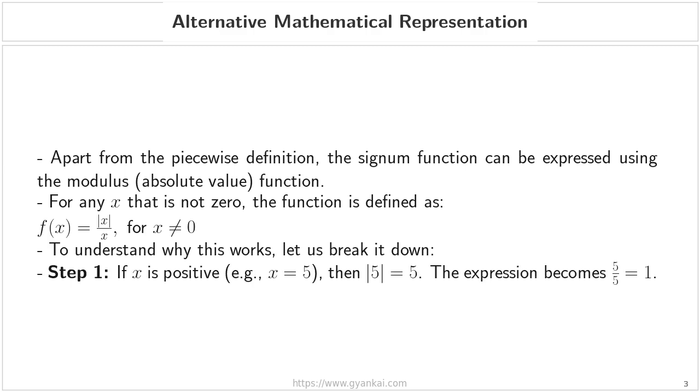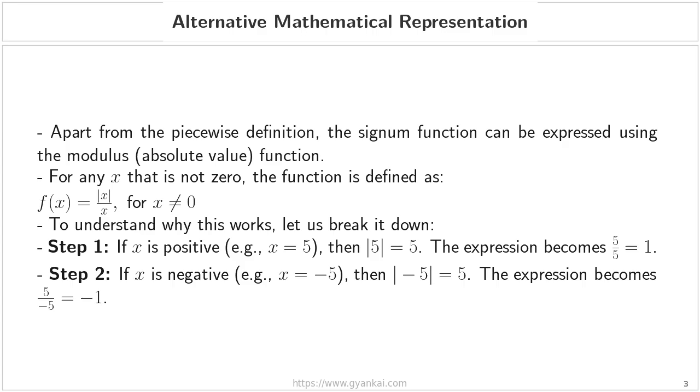Step 1, let's take a positive number, for example, x equals 5. The absolute value of 5 is simply 5. When we plug this into our fraction, we get 5 divided by 5, which equals 1. This matches our rule for positive numbers. Step 2, now let's try a negative number, like x equals negative 5. The absolute value of negative 5 is 5. When we divide that by our original x, which is negative 5, we get 5 divided by negative 5, which results in negative 1. This matches our rule for negative numbers.